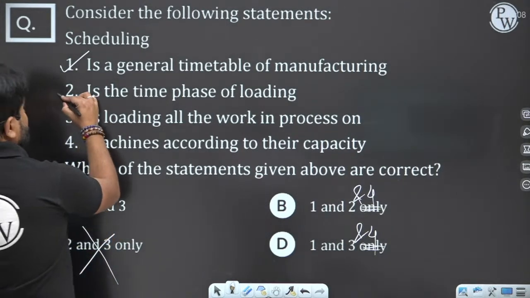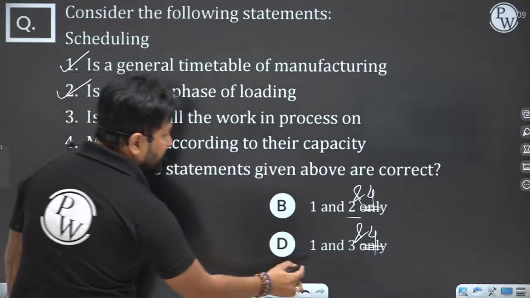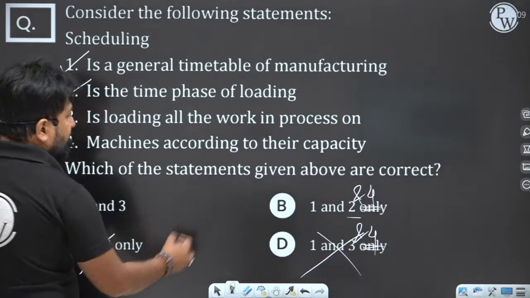So second is also correct. Here second is there and here second is there. So it means D is not my answer. So I have to select from A and B.